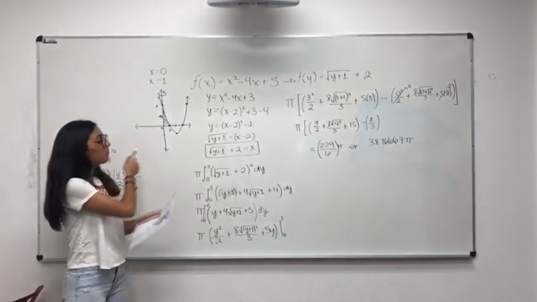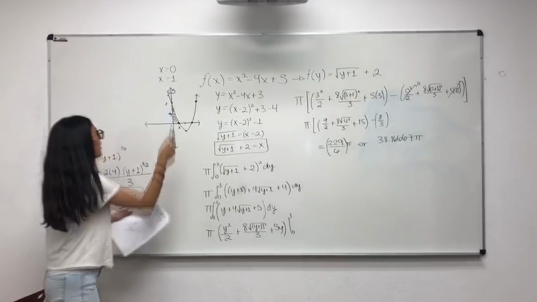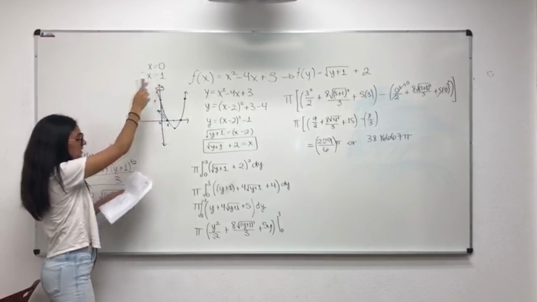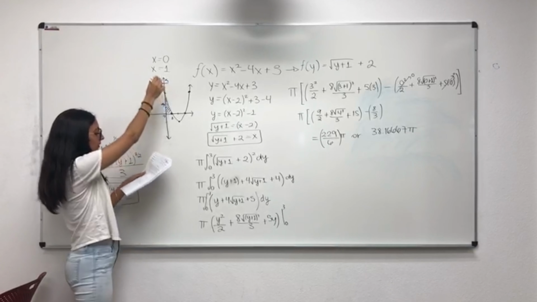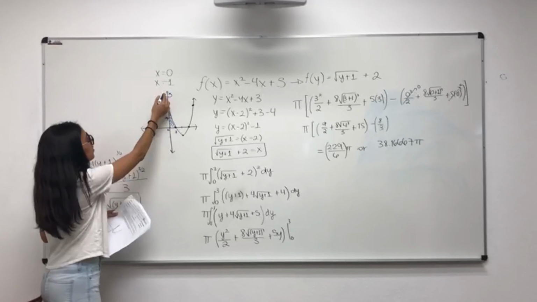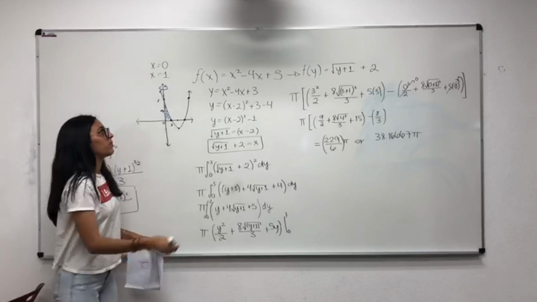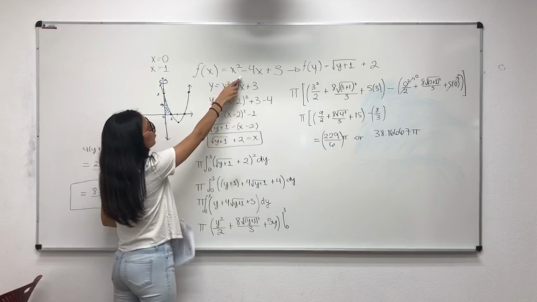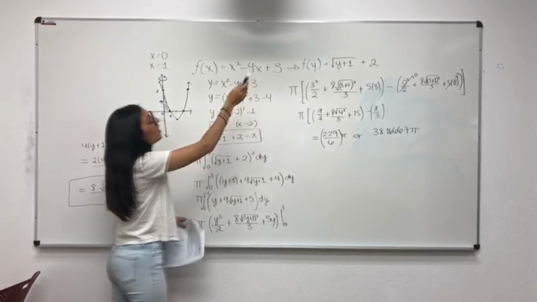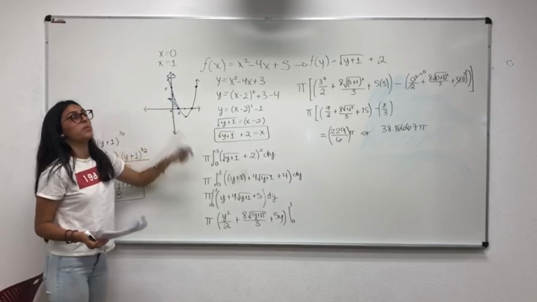So in this one, we need to calculate the volume of the solid, and the region is bounded by x equals 0 and x equals 1. And the x-axis is revolved around x equals 0, so it's a vertical line, which means that we will need to change the function with respect to y. So instead of doing y equals x squared minus 4x plus 3, we need to isolate the x in order to be able to solve this problem.